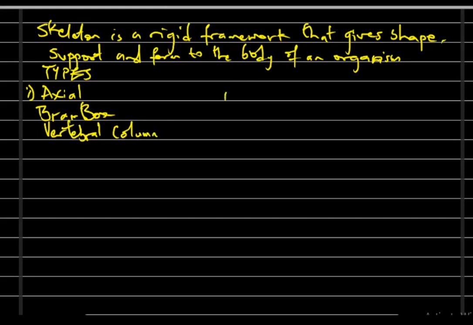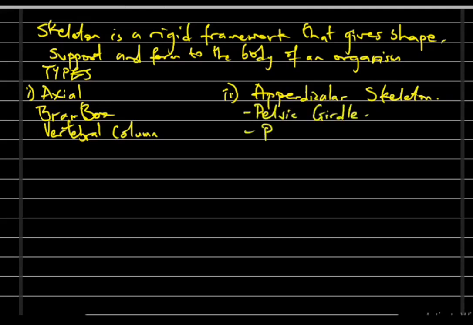And then the second one, which is the appendicular, which is actually what our question is talking about. Appendicular skeleton. Here we have the pelvic girdle, pectoral girdle. We have the forelimbs. We have the hind limbs.